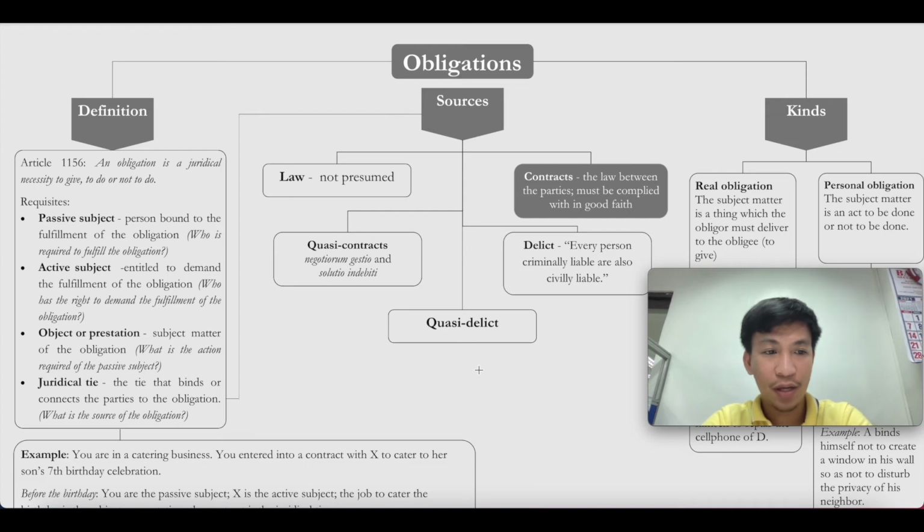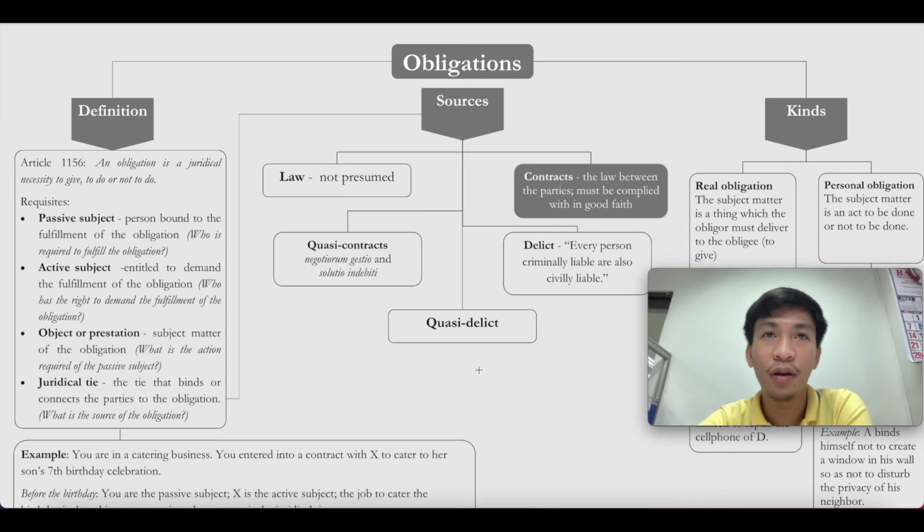And finally, we have quasi-delicts. Your obligation to reimburse someone for the commission of a quasi-delict. Now, quasi-delict is otherwise known as criminal negligence. Ito yung mga examples nito ay reckless imprudence resulting in homicide, reckless imprudence resulting in damage to property, reckless imprudence resulting in slight physical injuries, mga ganon.